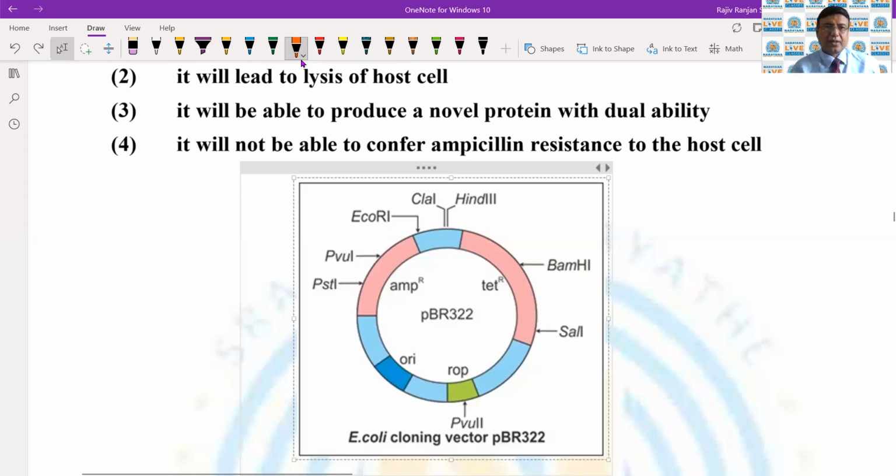In fact, option 4 is correct because the ampicillin gene will stop functioning, and this is called insertional inactivation.